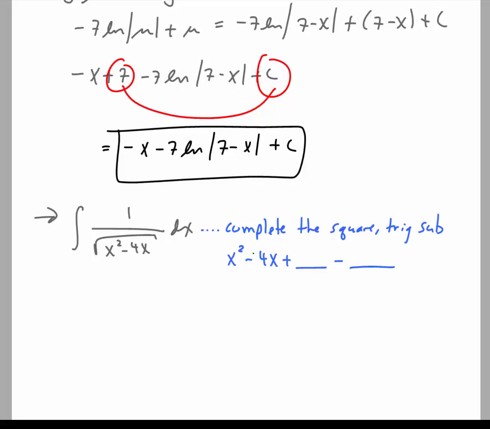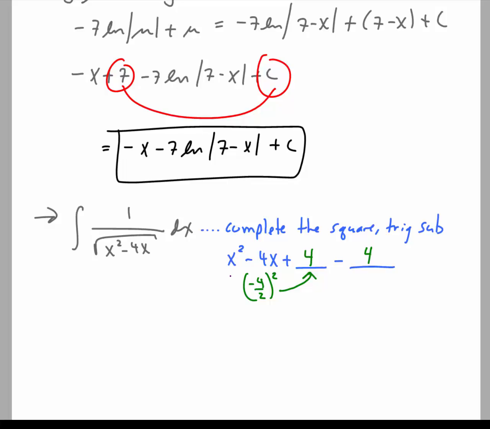So I take half of negative 4 and I square it, and that's what goes here. So negative 4 divided by 2 is negative 2. Negative 2 quantity squared is 4. So I'm going to add 4, and if I add 4, I have to compensate by subtracting 4.